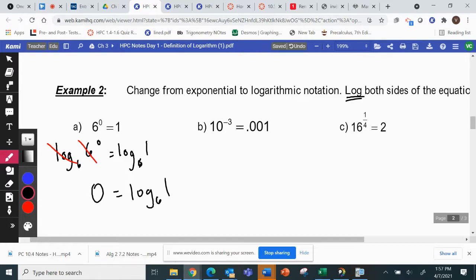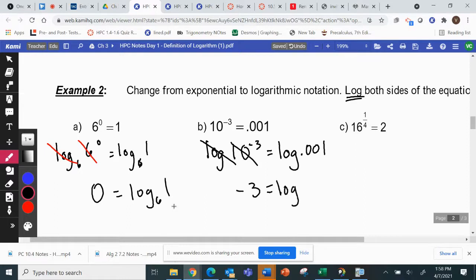Sam, I'm going to change B into logarithmic form. What should I do to both sides? Okay, so I'm not going to write log base 10. What am I going to write? Just log. Good. It is log base 10. You're totally correct. But I'm just going to write log because that's what we do. So log base 10 and 10 cancel. We get -3 equals log of 0.001. And that's it. That's all you have to do.